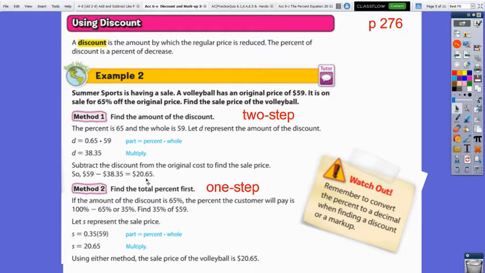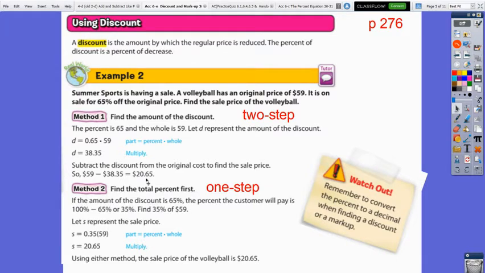So instead, you have to think of it like, if you're getting 65% off of the original price, well, then what percent of the original price are you paying? What percent is left of the original price? So that's basically 100 minus 65. And subtracting a percent from 100 should be something that you can do pretty easily in your head, right? 100 minus 65 is 35%.